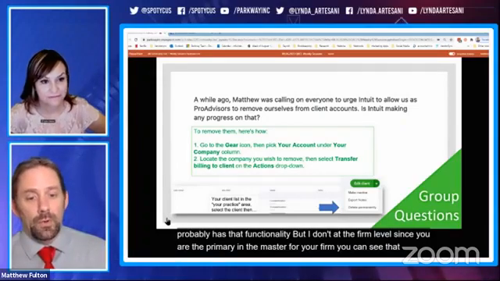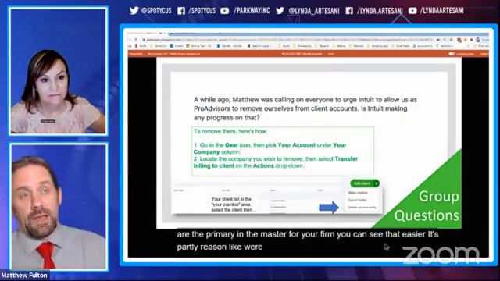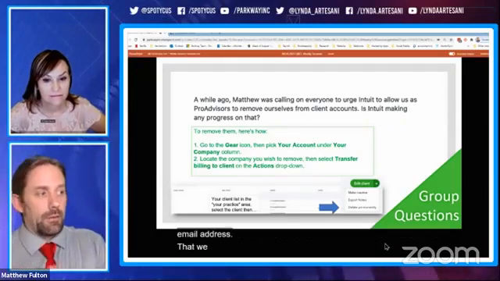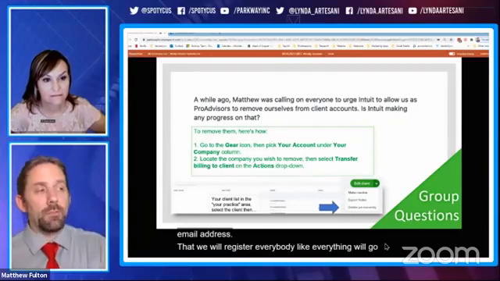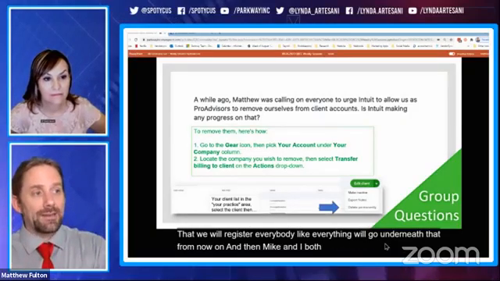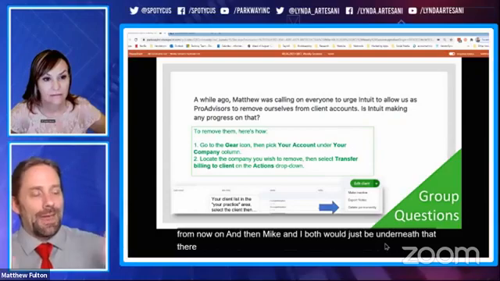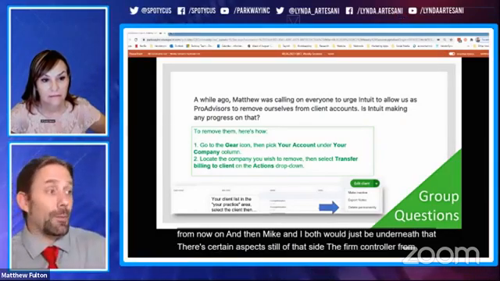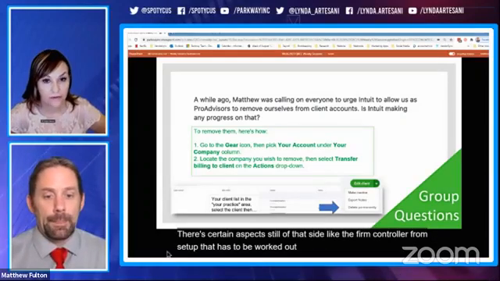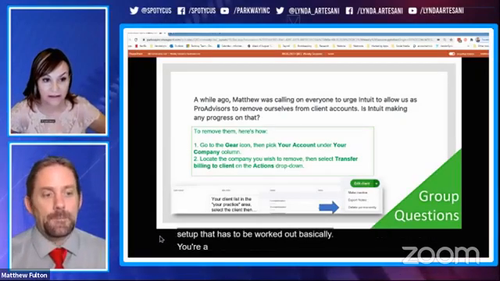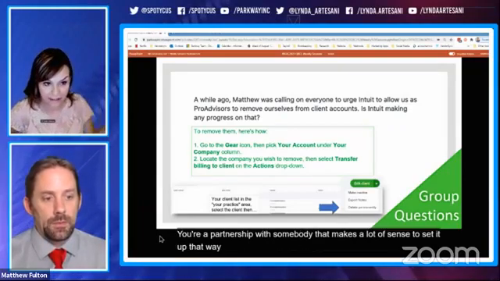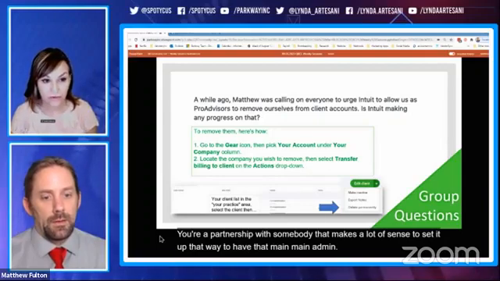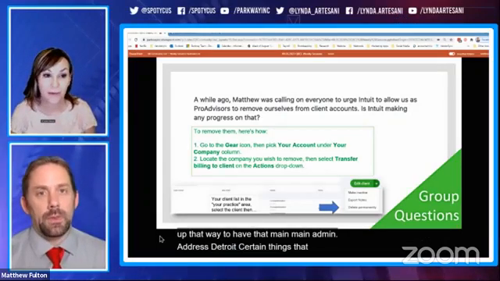Yes. Part of the reason, and what we're now starting to do, is use a third email address that we will register everything under from now on, and then Mike and I both would just be underneath that. There are certain aspects of that side, like the firm controller and firm setup, that still have to be worked out. Yeah, that makes sense. If you're in a partnership with somebody, it makes a lot of sense to set it up that way, with a main admin address for the things you're both sharing. So you both have equal power basically.